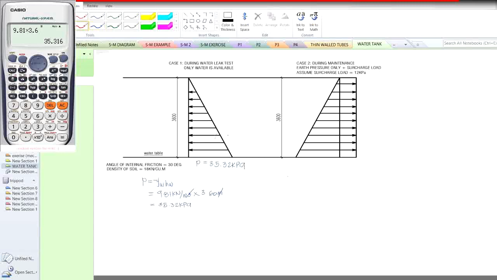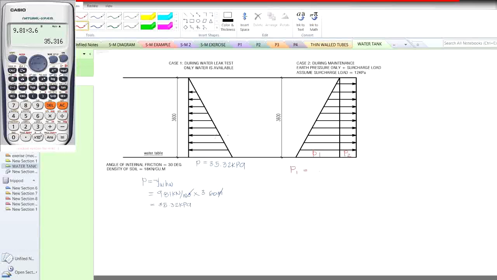For the second case, it's quite a bit tricky because we're going to be introducing a coefficient, which is the Rankine's coefficient, to solve for the pressure at the base given the soil pressure and the surcharge load. So we're going to be dealing first with the triangular load. The triangular load represents the soil pressure. It is given by the formula. Let us assume that this is P1 and this is P2. For P1, it is given by the formula.